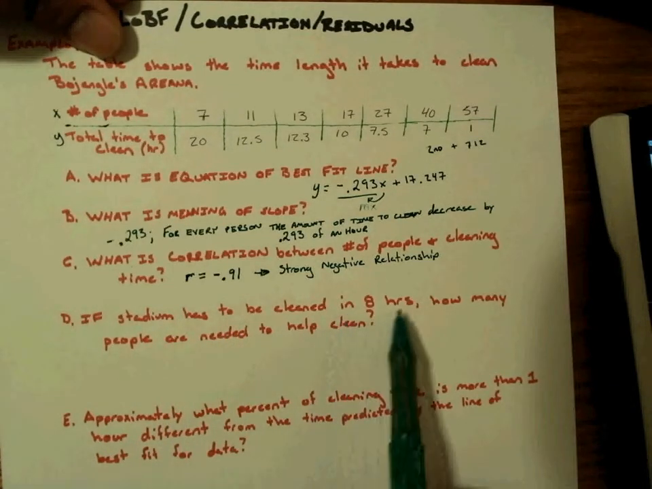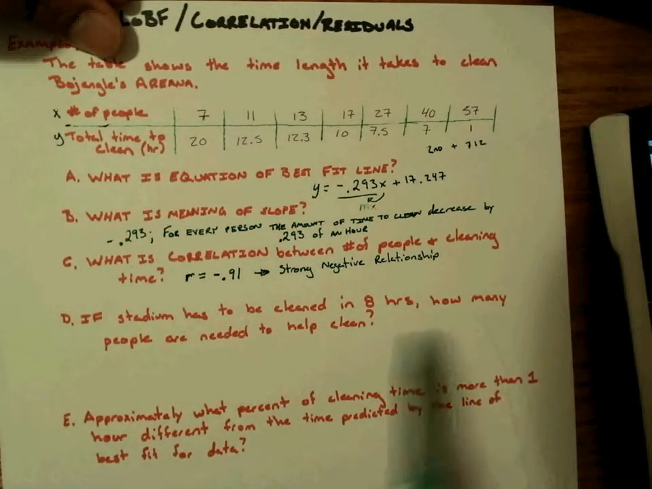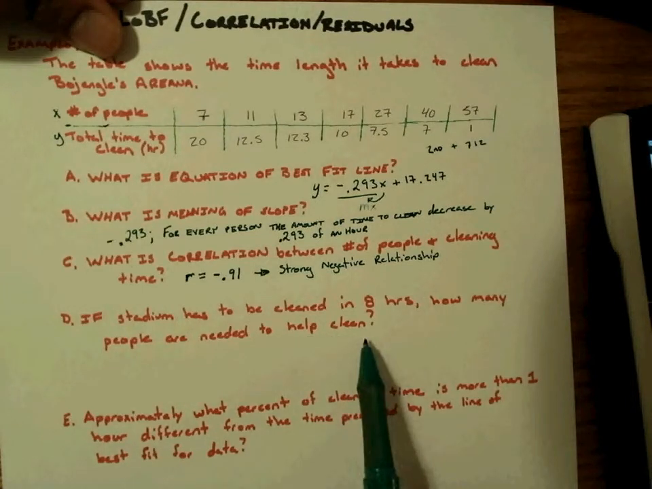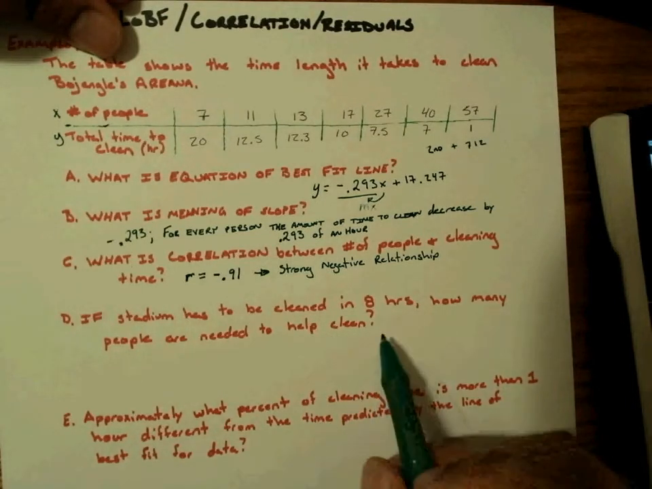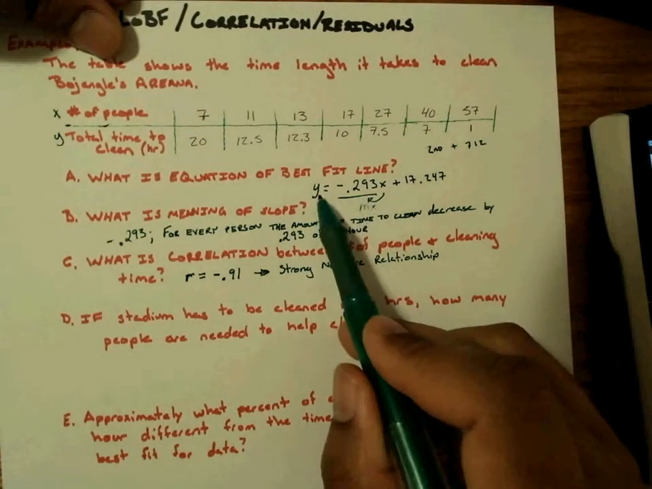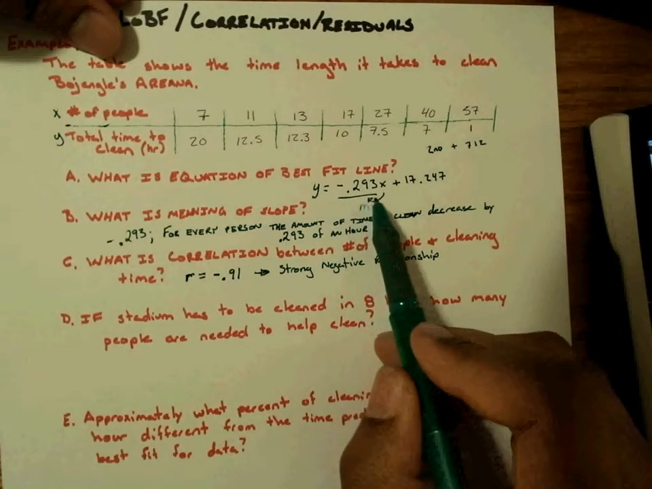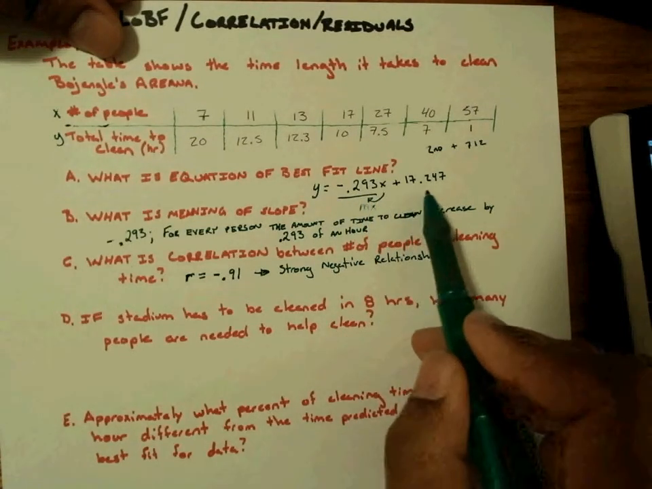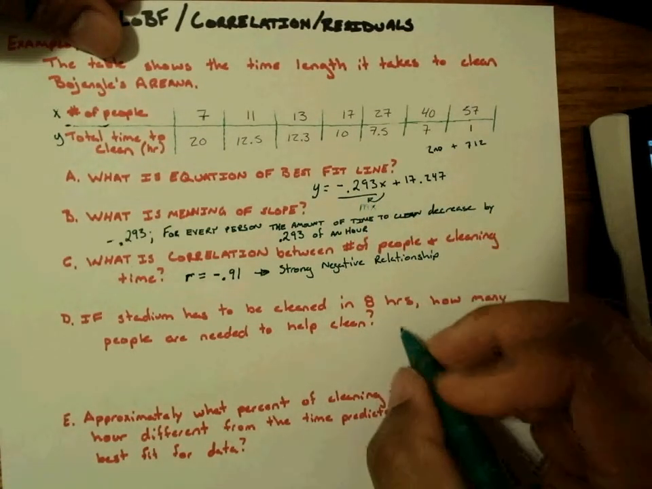Anyway, we go down to D. It says, if the stadium has to be cleaned in 8 hours, how many people are needed to help clean? For this, we're just going to use the equation we have, y equals negative 0.293x plus 17.247.